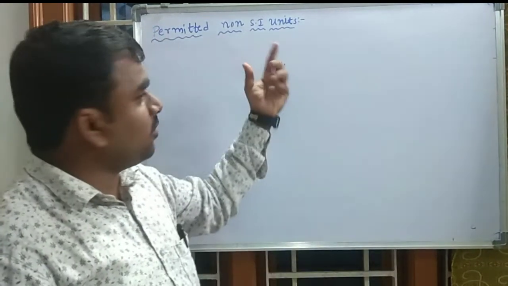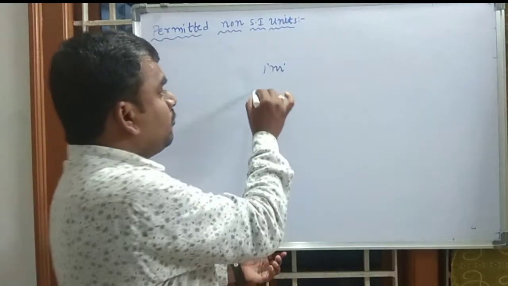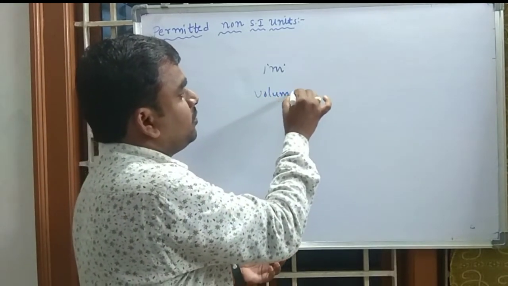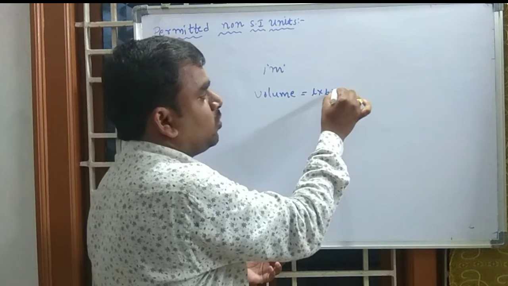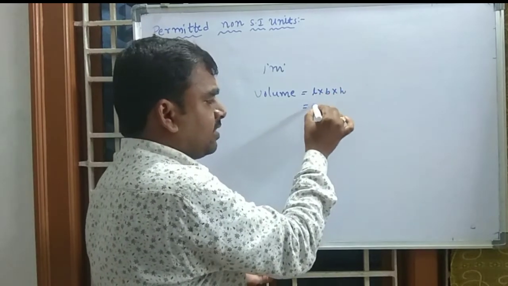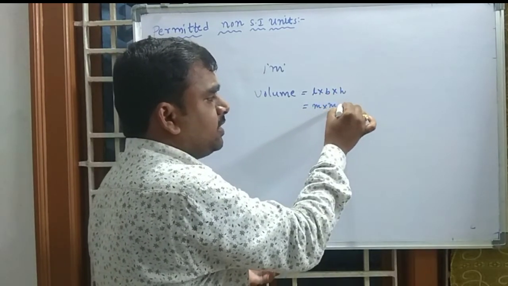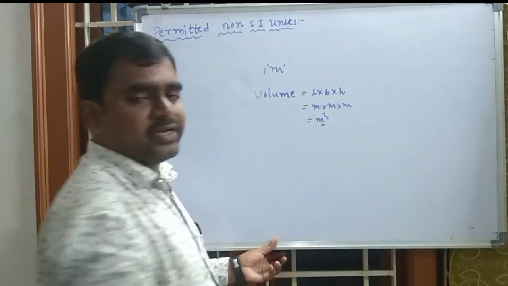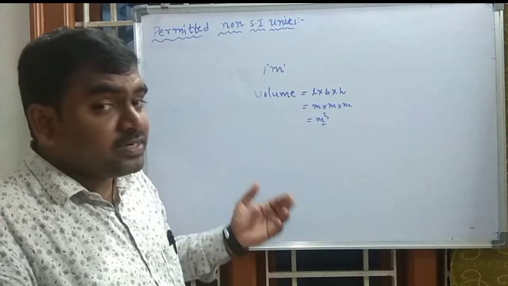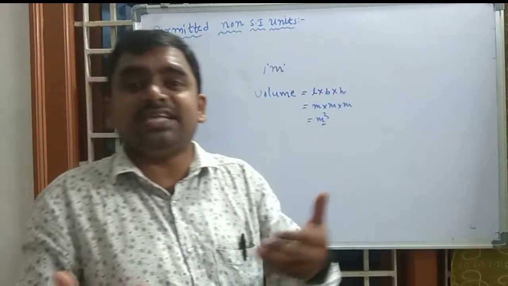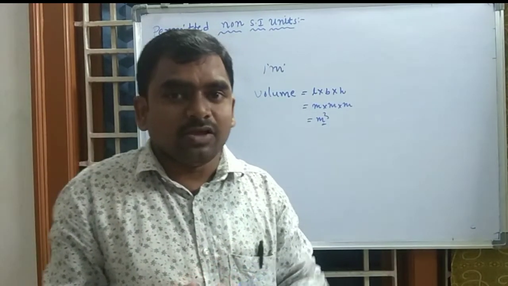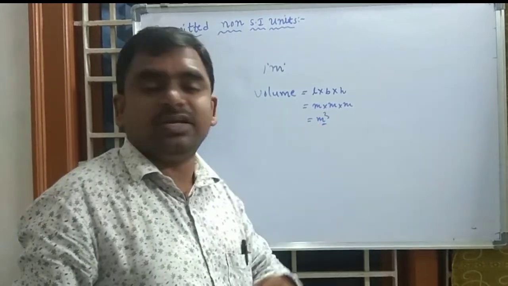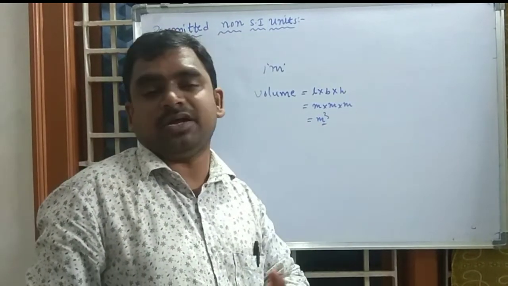Okay, for example, if you take volume, what is the unit? Volume is length into breadth into height. For the length it is meter, breadth it is meter, and height it is meter. That's why the unit is meter cube. Okay. But when you come to the practical side, that means in our daily life, to tell that the unit is meter cube is not possible.